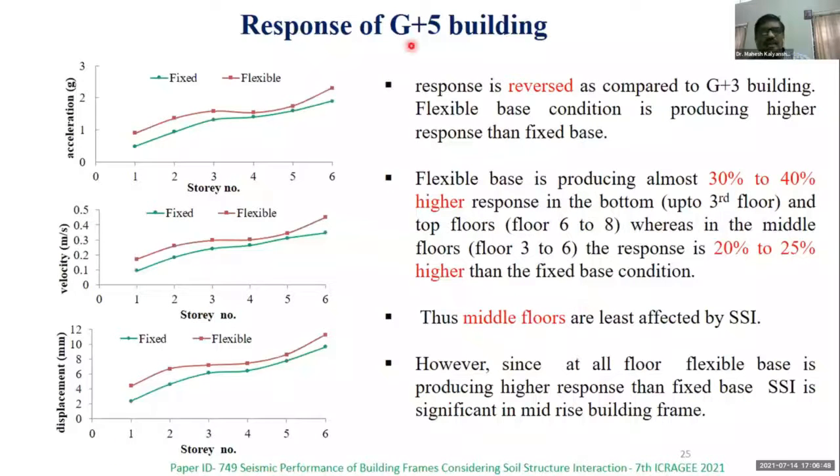Whereas in G+5 building, this is reversed. So the flexible base is giving more response. Therefore, we say that in all the floors, flexible base is producing higher response than the fixed base. Therefore, SSI is significant. And that too, the SSI is significant in the mid height, where we get a variation of around 20% to 25%.